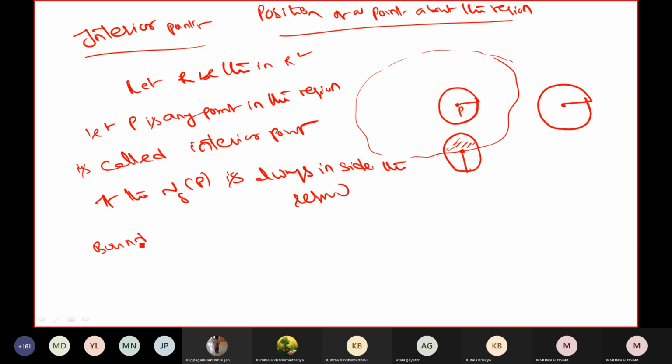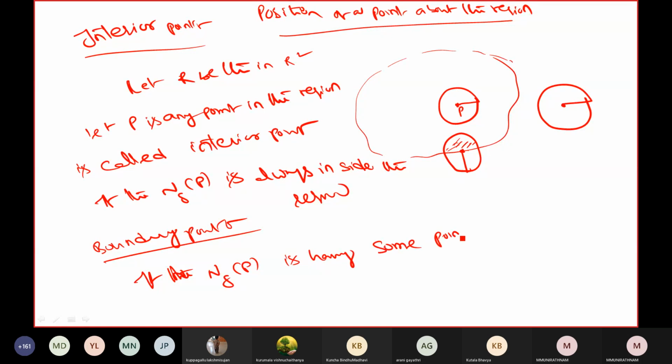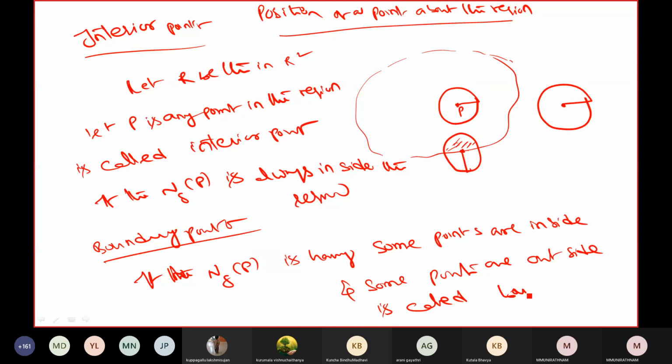Similarly, boundary point. If the neighborhood of P always has some points inside and some points outside, it is called a boundary point.